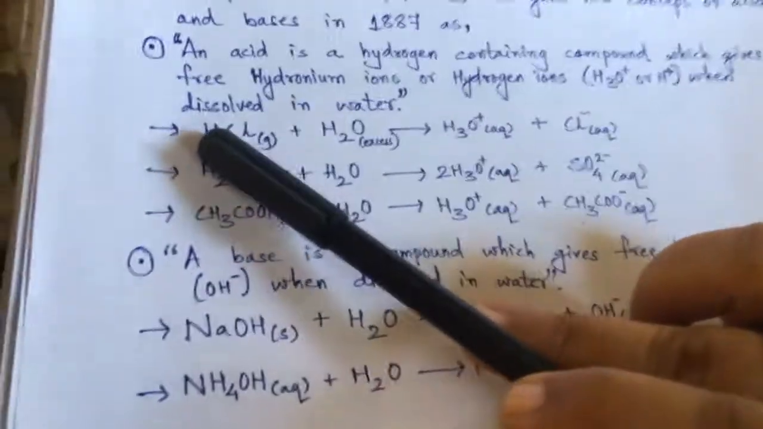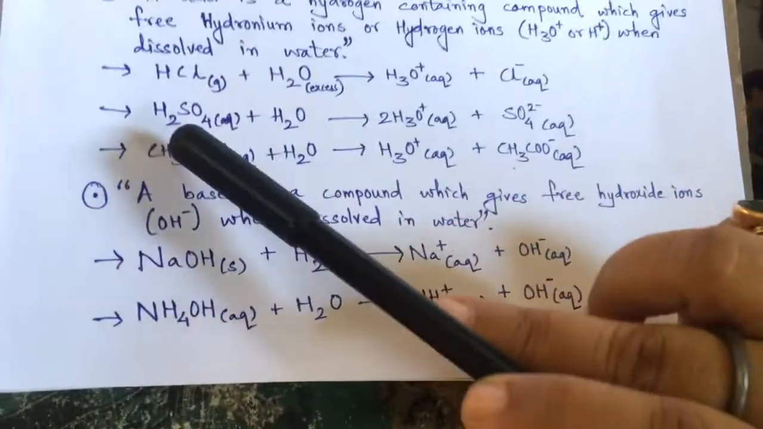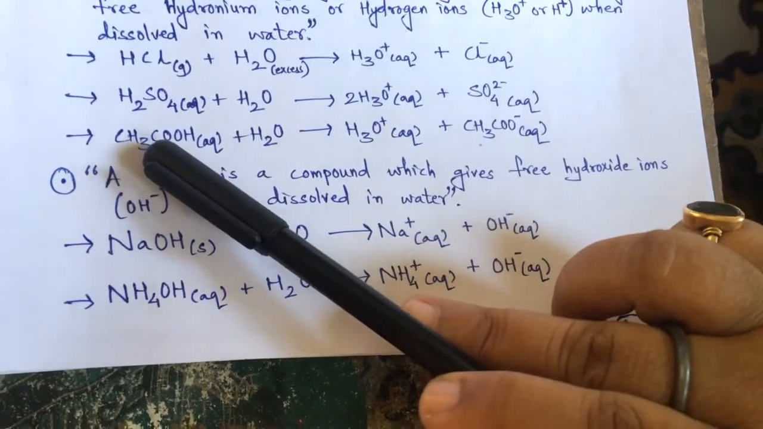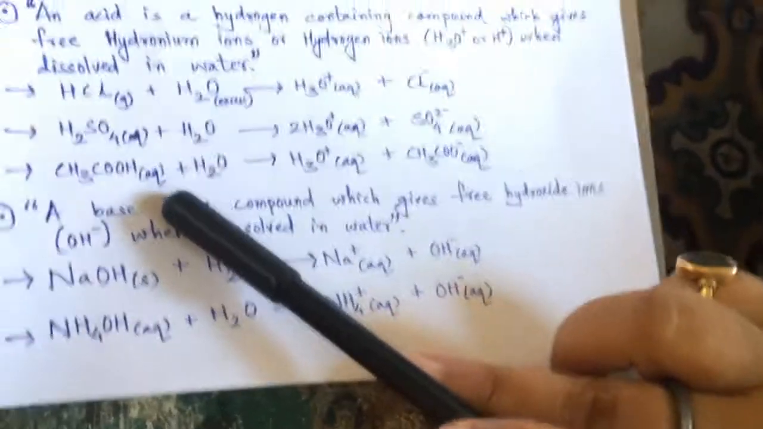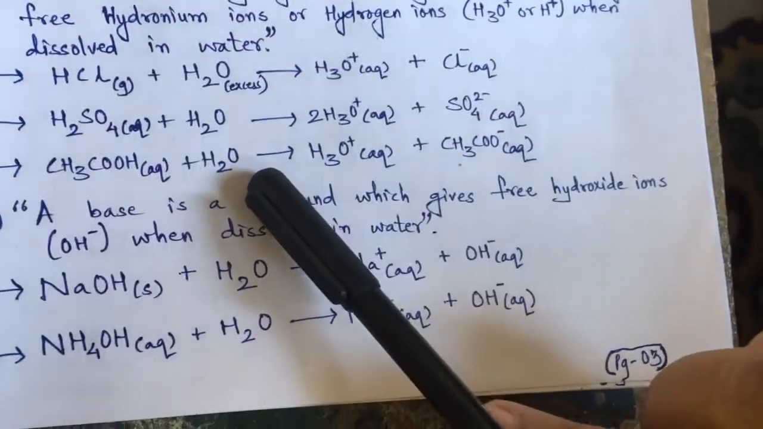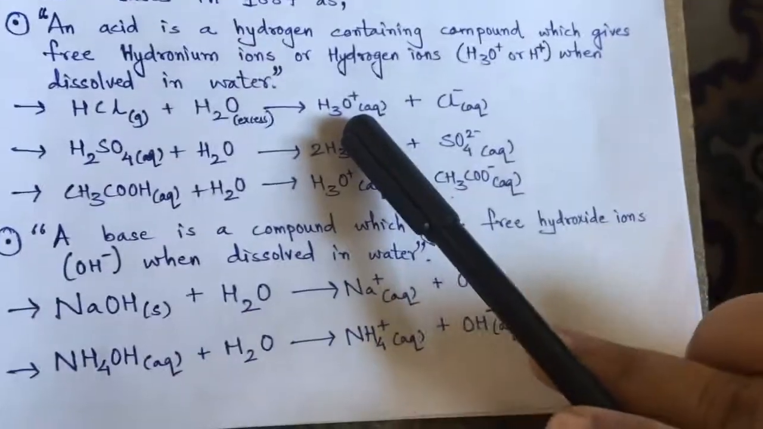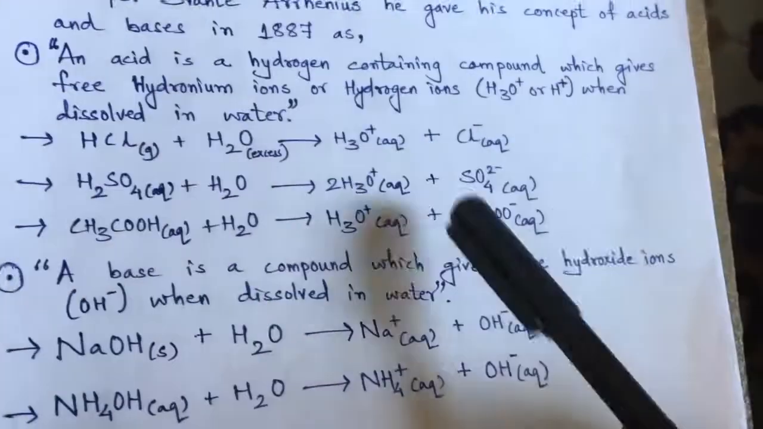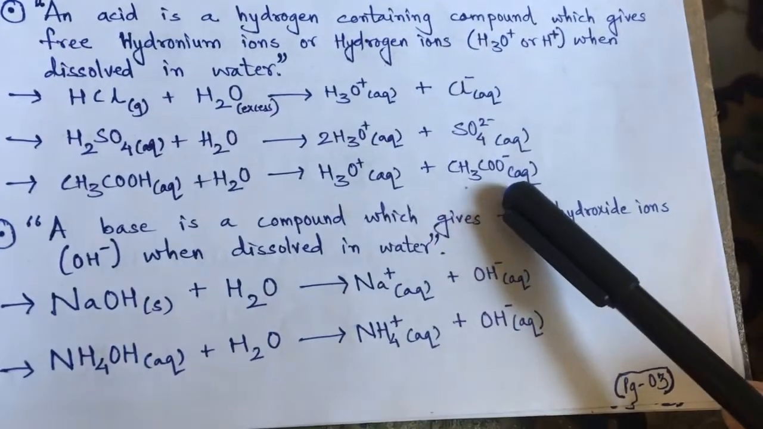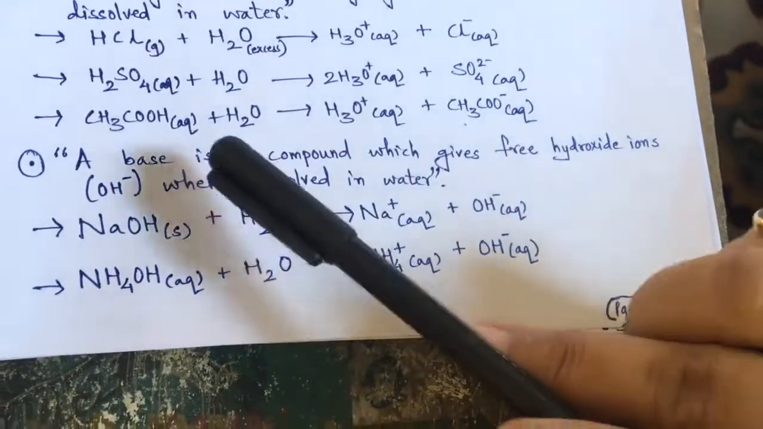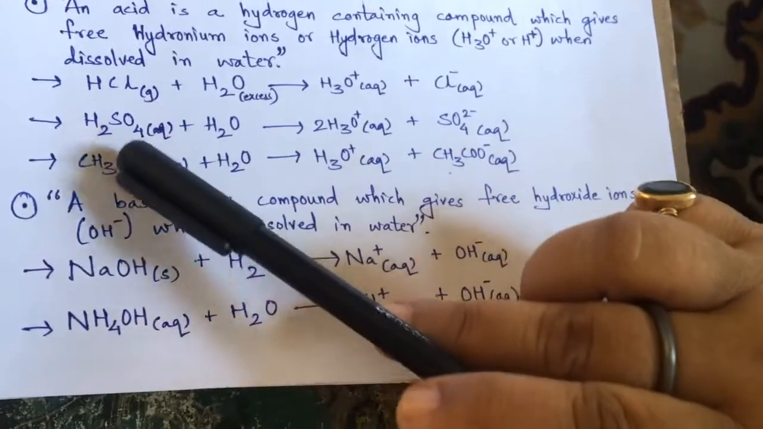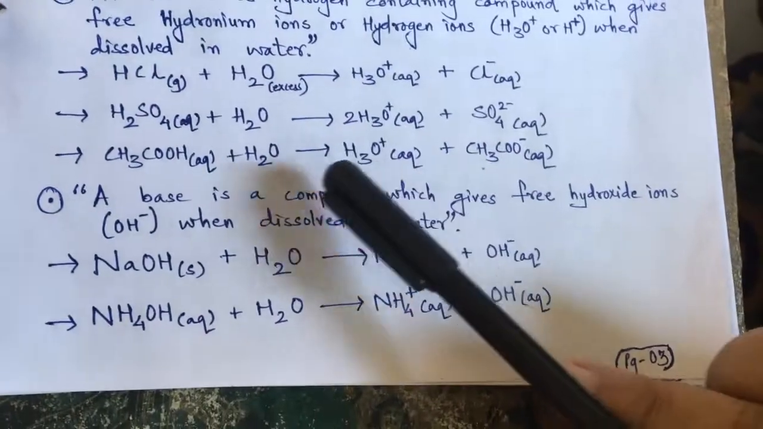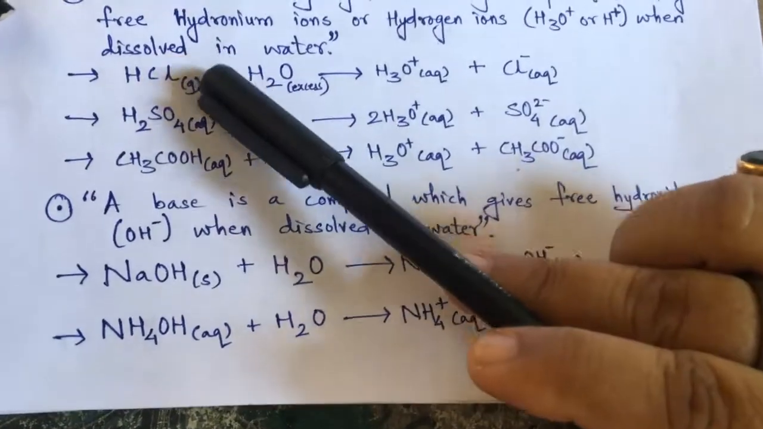HCl, see here, in HCl, H is hydrogen; H2SO4, H is hydrogen; CH3COOH, H is hydrogen. When these substances are reacted with excess water, they give the positive ion hydronium and the respective negative ion: here chloride ion, here sulfate ion, here acetate ion. So as per Arrhenius, a substance containing hydrogen which gives hydronium ion with water is termed as an acid.